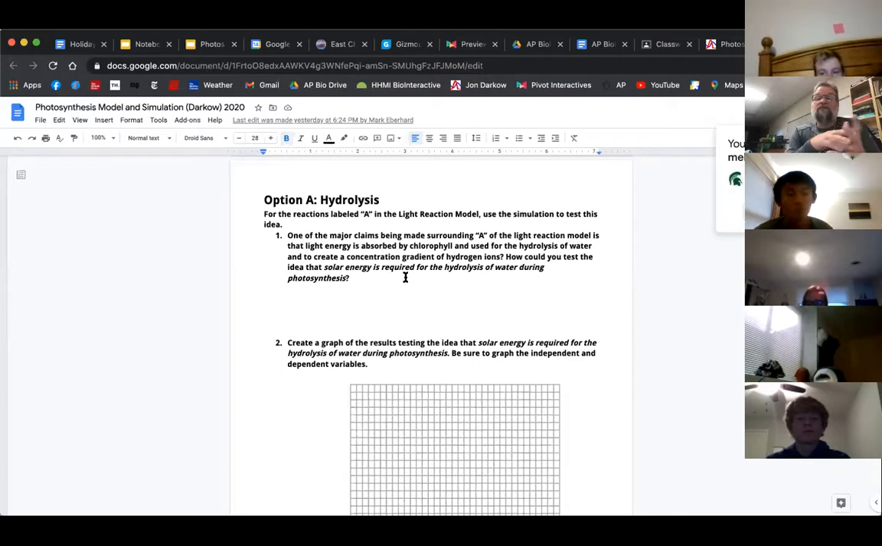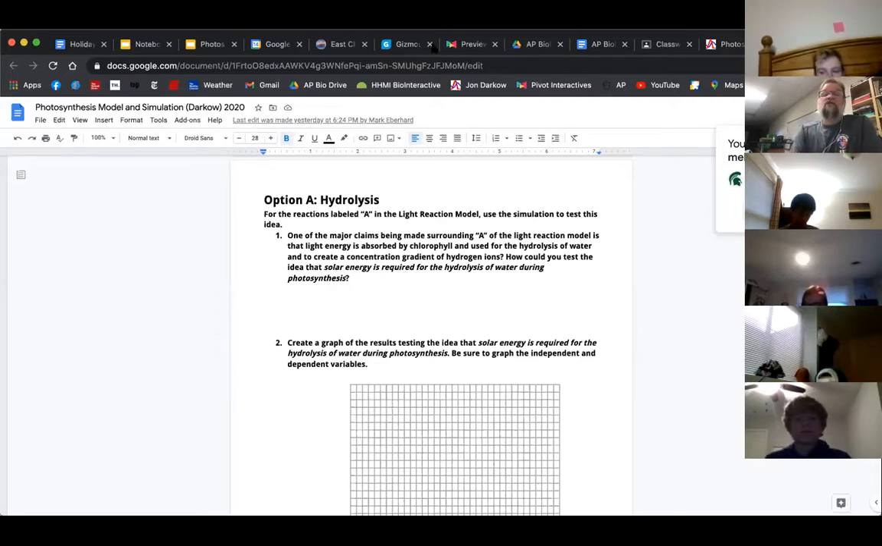So this is one of the major claims being made surrounding A of the light reaction model, being option A, is that light energy is absorbed by chlorophyll and used for the hydrolysis of water and to create a concentration gradient of hydrogen ions. How could you test the idea that solar energy is required for the hydrolysis of water during photosynthesis? So that's the question you want to answer, right? Is solar energy required for the hydrolysis of water during photosynthesis?